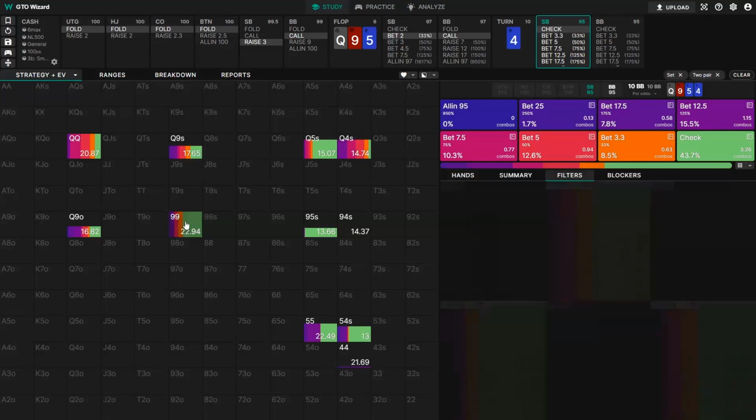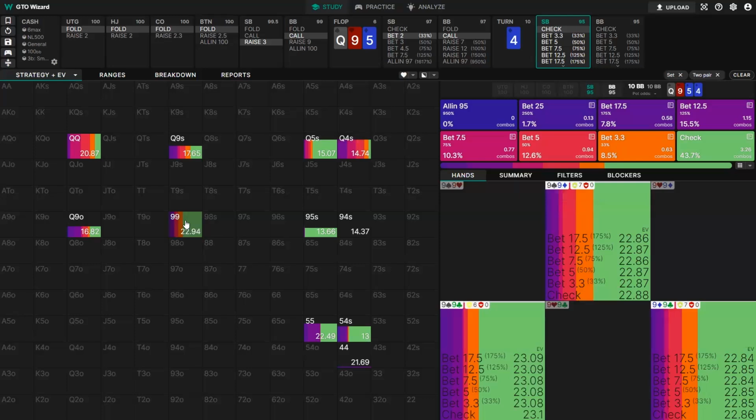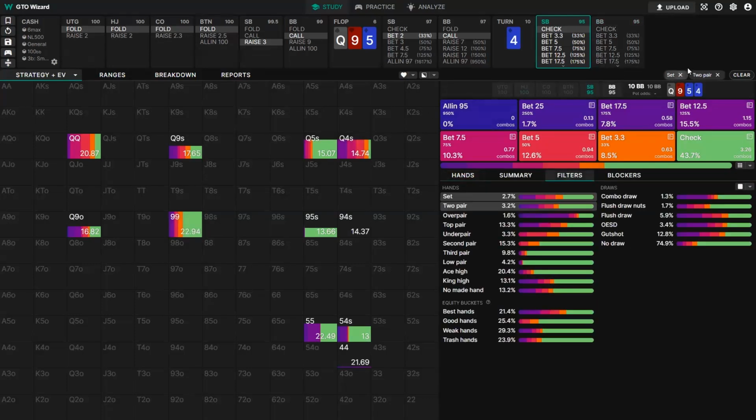I have a set of nines. I'm just going to bet the turn because why not? What's the worst that can happen, right? Well, the worst that can happen is, let's say your opponent is a very smart opponent.